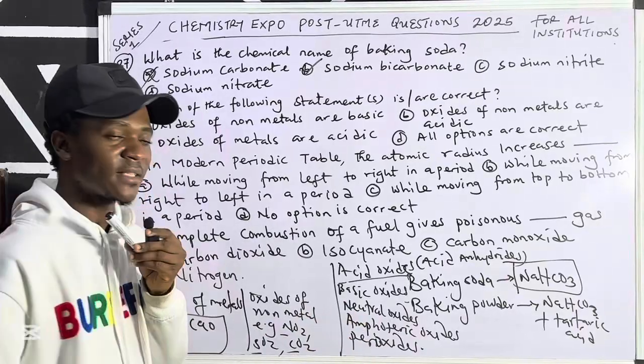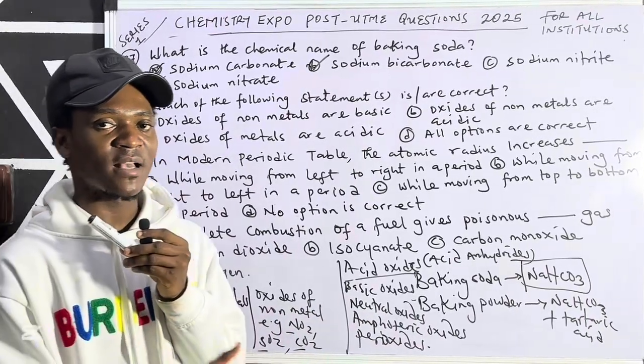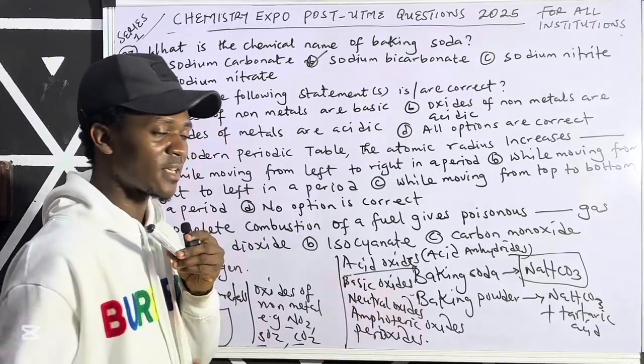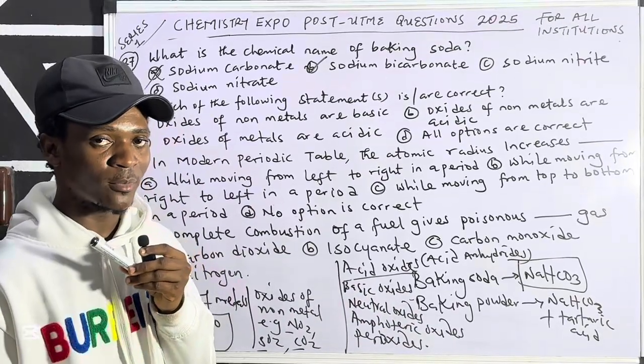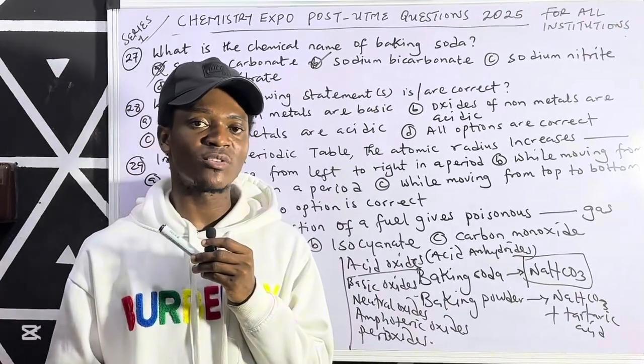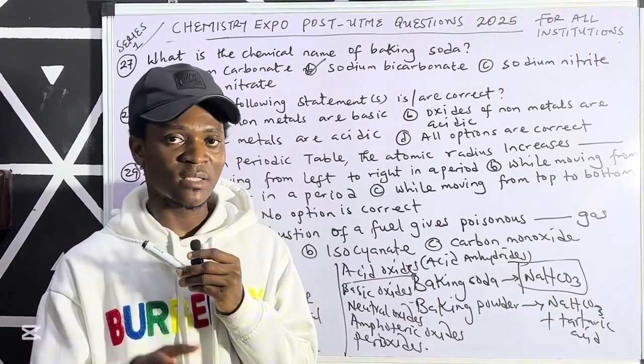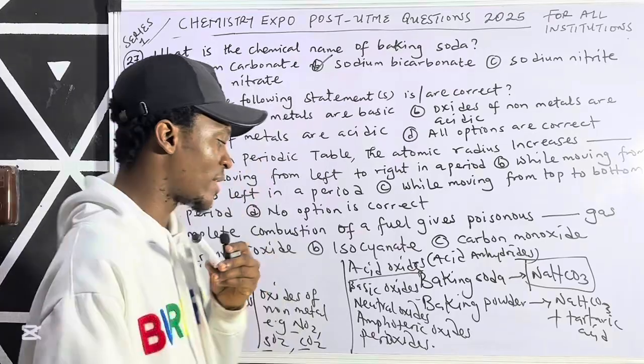Then neutral oxides, they are simply oxides that neither possess acidic nor basic properties. So classical examples of neutral oxides include CO, that's carbon monoxide. We have dinitrogen monoxide, which is commonly referred to as laughing gas. Then we have even water too. Water is an example of neutral oxide.